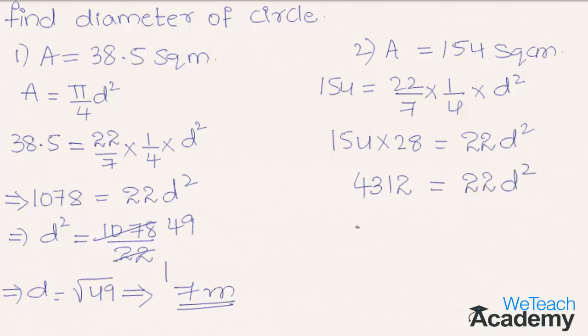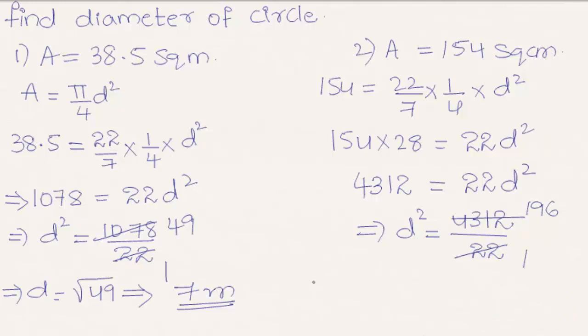And by transferring 22 to the left hand side, we get d square is equal to 4,312 divided by 22. And by simplifying, 22 one time is 22 and 22 196 times is 4,312. So here we get d square is equal to 196. That implies we can write d equal to square root of 196. And hence we get d equal to 14 centimeters.